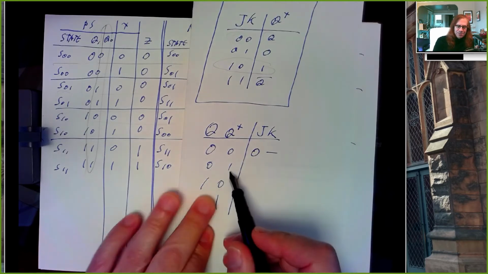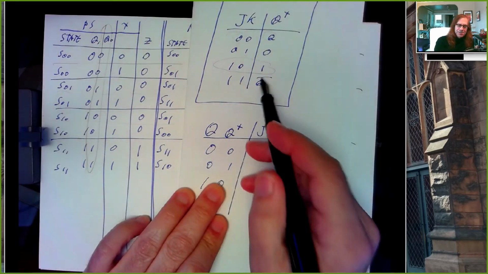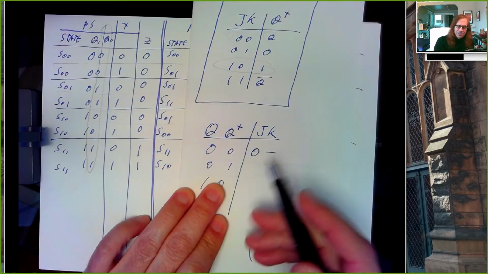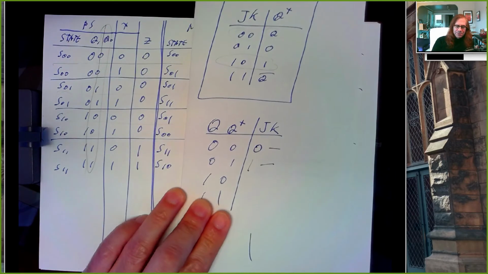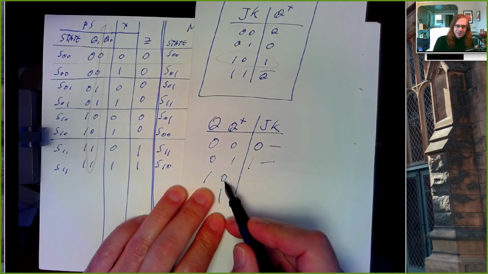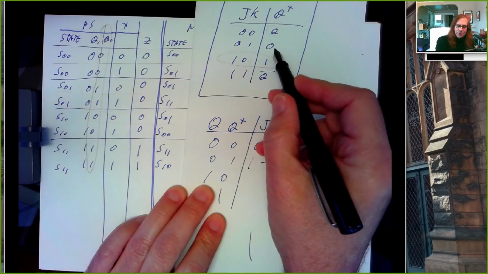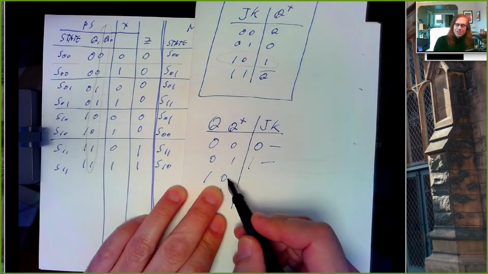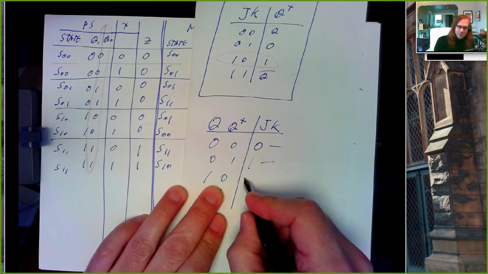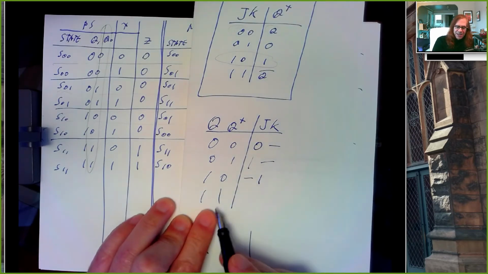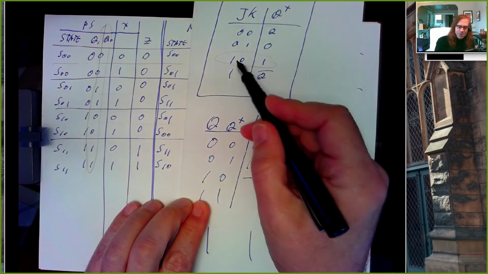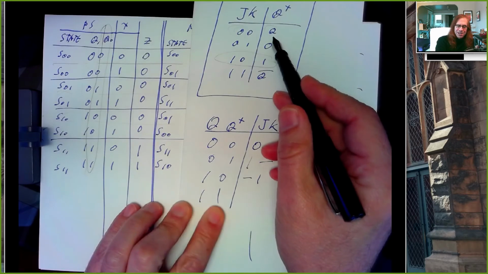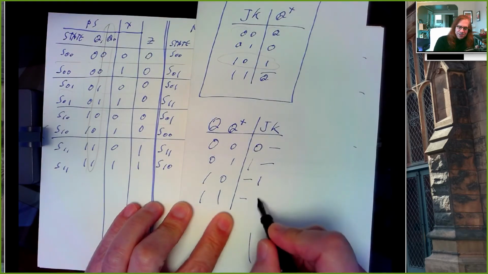And if we want the output to be a 1, and it was a 0, we can either say 1, 0 for a 1, or 1, 1 for toggle. So this is a 1, don't care. And if we want the output to be a 0, we could again say 0, 1 to force the output to a 0, or 1, 1 to say toggle the output. So this is a don't care 1. And if we want the output to be 1, we can either say 1, 0, force the output to 1, or 0, 0, don't change the output. So this is a don't care 0.